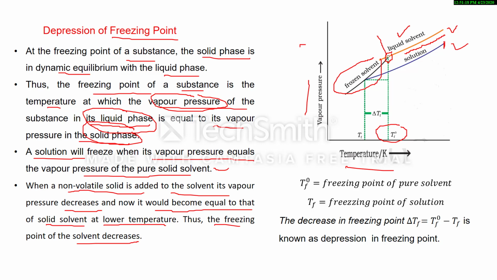Now at what temperature will it freeze? If we decrease the temperature, then at this point there is a dynamic equilibrium between liquid solvent and solid solvent in solution, and this is less than this one. This is called depression of freezing point. If Tf naught is the freezing point of pure solvent and Tf is the freezing point of solution, then the difference of these two, that is delta Tf, is known as the depression in freezing point.